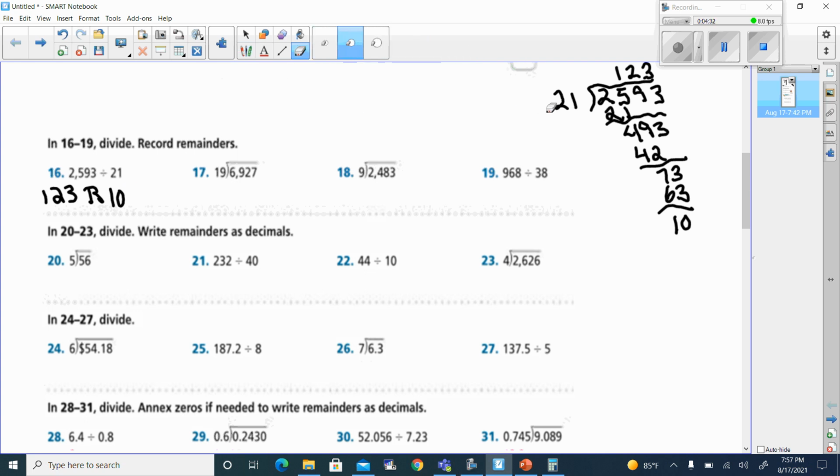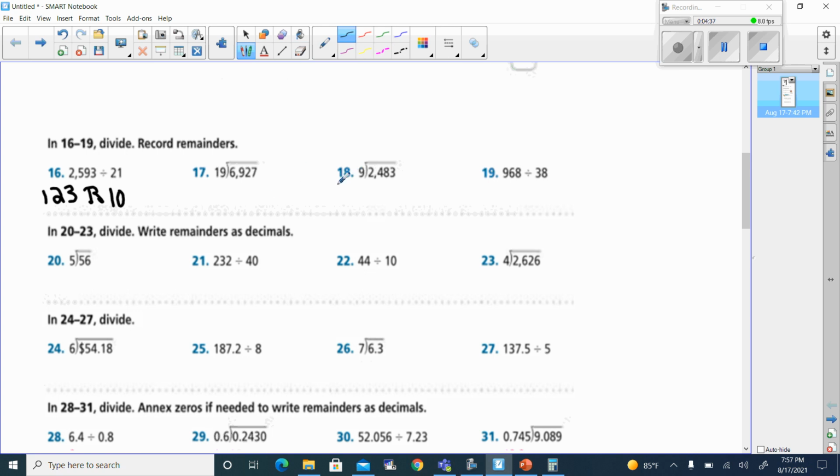All right. Let's go ahead and do number 18. Number 18 says we've got 2,483 and we're going to divide it by 9. Well, I know without using my calculator that 9 goes into 24 2 times to make 18. If I did it 3 times, it'd be 27. That's too much.